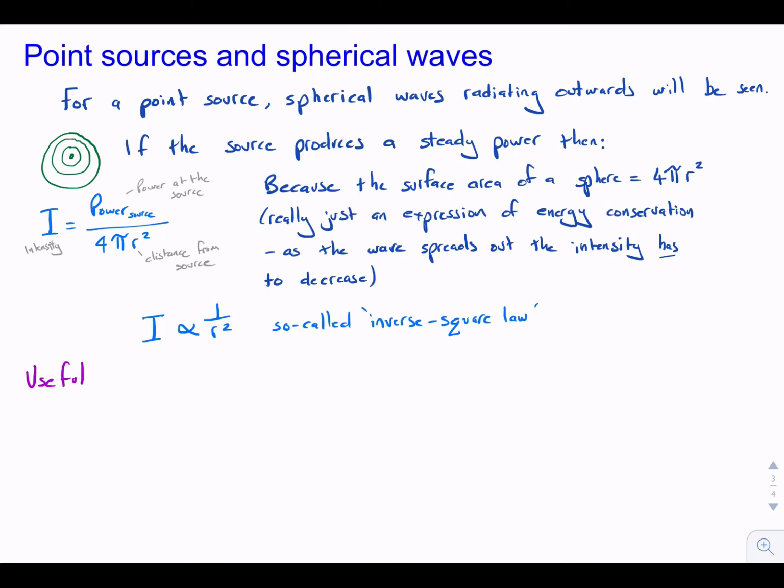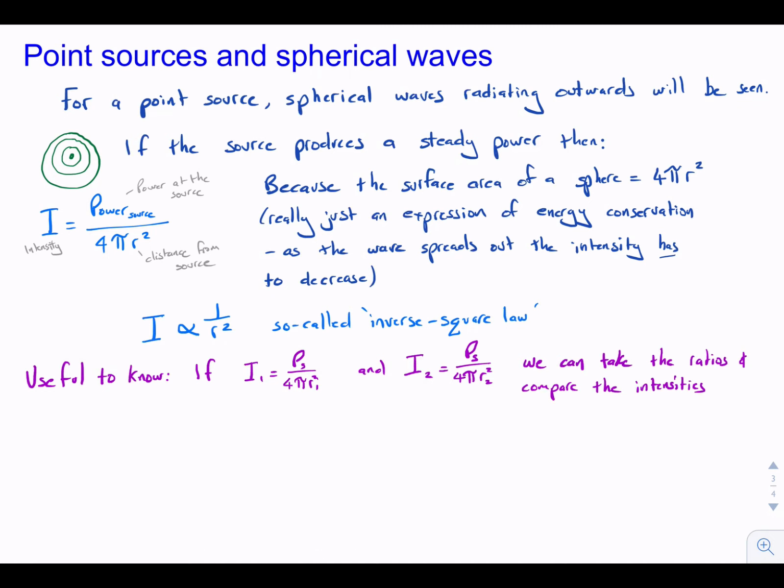Now, it's useful to know the following. If we know the intensity and the distance, we can take the ratios of these relationships and work out the intensity without needing to know the power at the source. I'll show you what I mean. So if we say we have intensity 1 equals PS, the power at the source, divided by 4 pi r1 squared, and somewhere else we've measured intensity 2, and it equals the power at the source divided by 4 pi r2 squared.